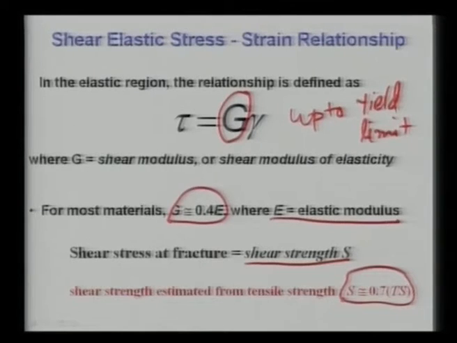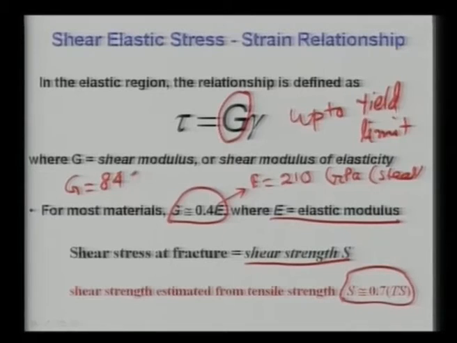These kinds of relationships are valid for a wide range of materials. If you know the elastic modulus of a material, for example, the elastic modulus E of steel is 210 gigapascal, then the G value would be roughly 84 gigapascal. This 84 gigapascal is calculated from G equals 0.4 E. Now, the tensile strength of a typical steel material.